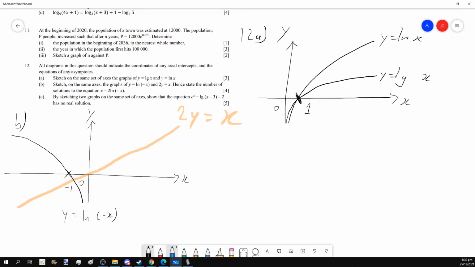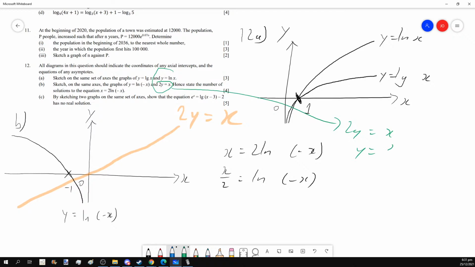And now, they ask us to state the number of solutions to x equals 2 ln negative x. Now, x equals 2 ln negative x very clearly means that x over 2 equals ln negative x. But over here, we said that 2y is equal to x, in other words, y equals x over 2. So in this case, we have y equal to x over 2 equal to ln negative x. So this will be the second graph, and that will be the first graph. In other words, it's literally the same math problem.